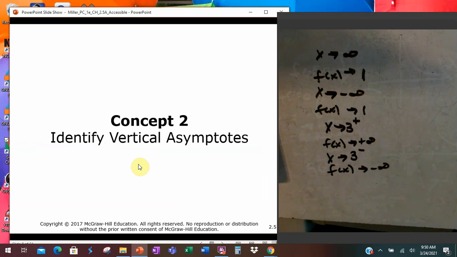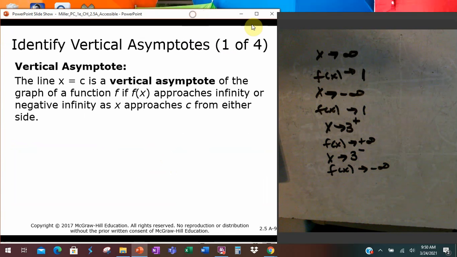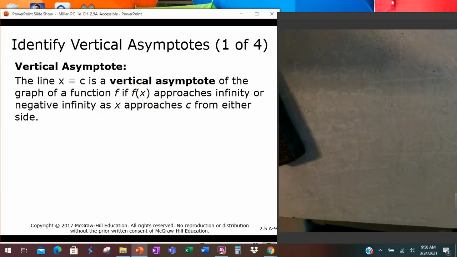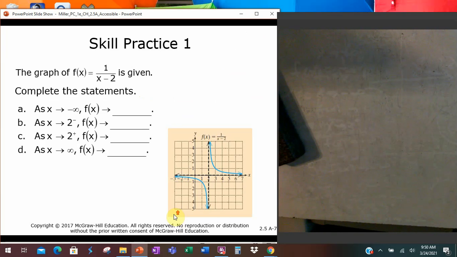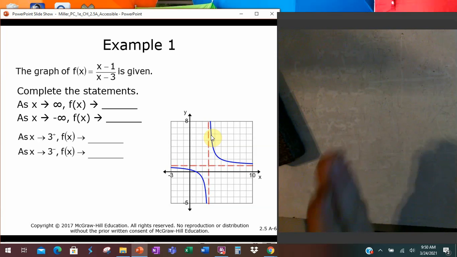Okay, so I'll let you go through those. Let's pick this up with a vertical asymptote because we have to get into graphing. The line x equal to c is a vertical asymptote of the graph of the function f if f of x approaches infinity or negative infinity as x approaches c. So basically that was in the previous slide. The graph started blowing up around here. This would be a vertical asymptote, a vertical line. Vertical is straight up and down.